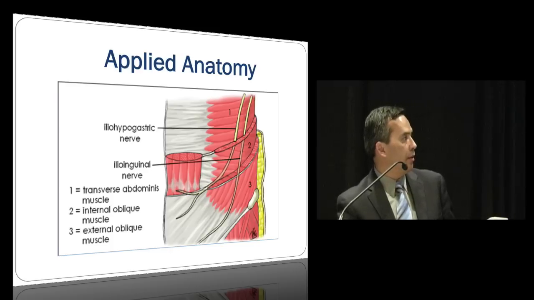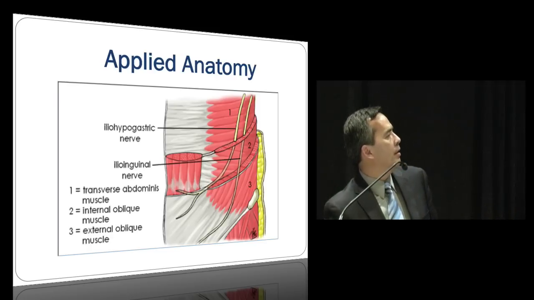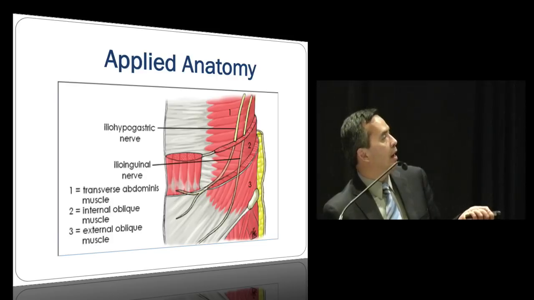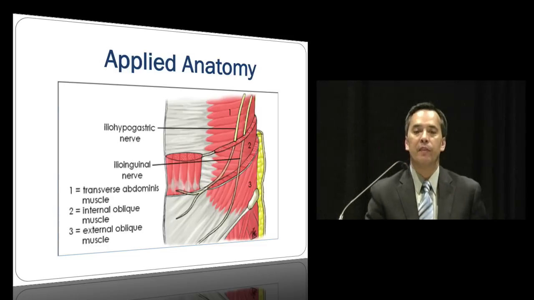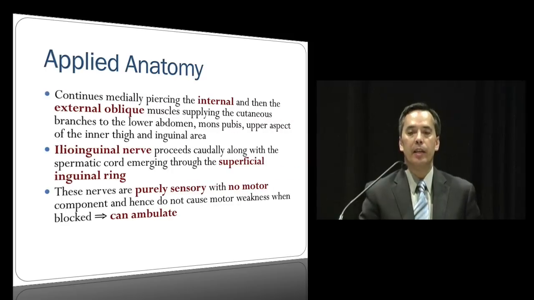And if you look, right here is the external oblique. There's the internal oblique and the transversus abdominis. So 3, 2, 1: it's the external, internal, transversus abdominis. And where those nerves lie is in between the transversus abdominis and the internal oblique. So it traverses there, and it continues medially, piercing the internal and then the external oblique.